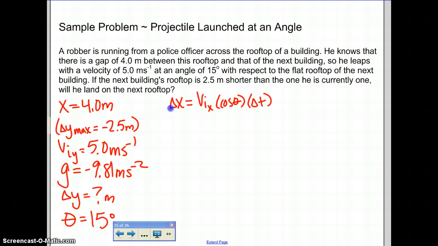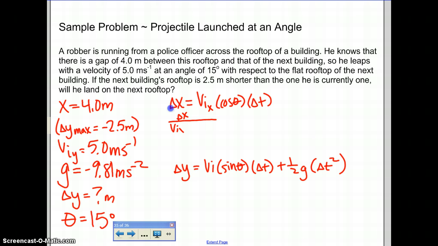Okay, so with that in mind, you want to start with delta x equals VIx cosine theta delta t. You want to solve for delta t in this equation. How did I know that? Because you want to use a delta y equation that does not have VF in it at all. The one that does not have VF at all is VI sine theta delta t plus 1/2 g delta t squared. Okay, rearrange this. We have delta x over VI times cosine theta equals delta t.